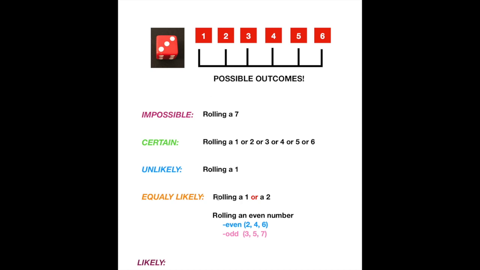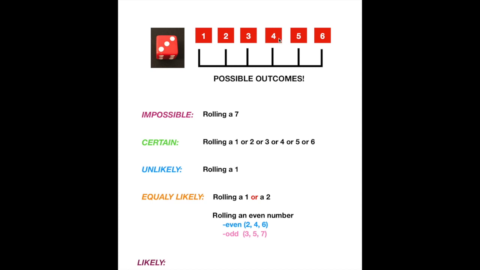But look what's happening here, Peyton. I am comparing rolling a 1 to rolling a 2. So really, I'm only looking at those two possible outcomes of me rolling a 1 or rolling a 2. Because both of those have the same chance of happening, we would say that the chances of rolling a 1 or a 2 are equally likely to happen.